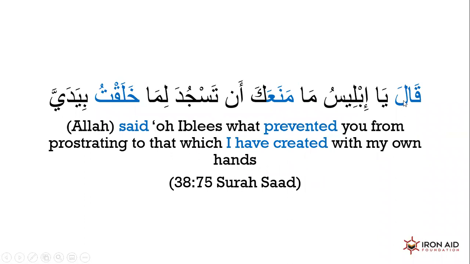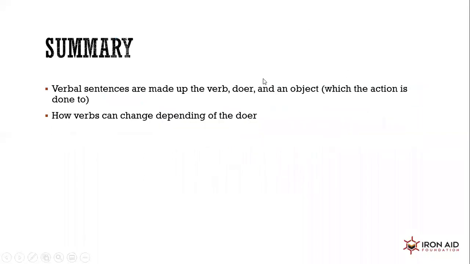So qala, he said, mana'a, prevented, khalaqtu, I created. Even if we listen to this verse, subhanallah, in Taraweeh, or listening to a recording, even if we just get these simple verbs, we can make out the whole sentence. قال يا إبليس, he said, O Iblis, ما منعك, what prevented you from doing sujud, khalaqtu biyaday, to what I have created. So we might get a gist of what the ayah is talking about, bi'ithnillahi ta'ala.